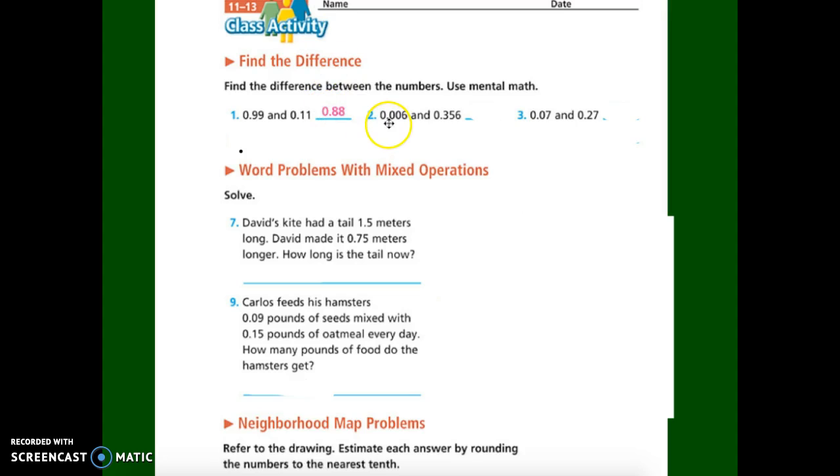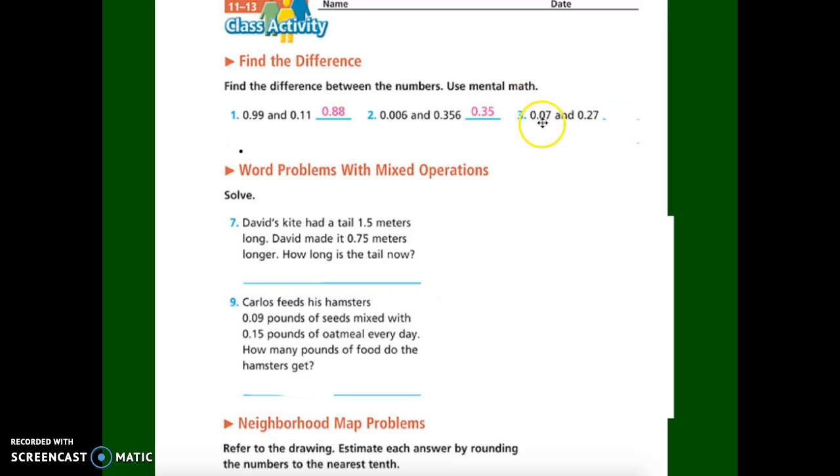How about these ones? I have 356 thousandths minus 6 thousandths. I see right away that there's a 6 and a 6, and I know that 6 minus 6 is 0. So I'm going to end up with 35 hundredths left, right? If I drop that 0, I'd end up with 35 hundredths. Now go ahead and try 3 on your own.